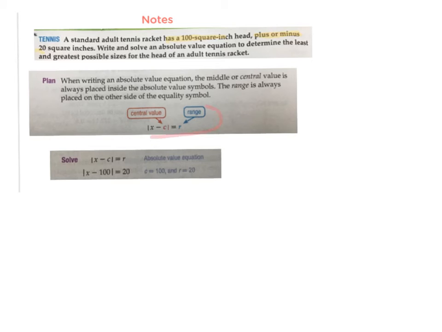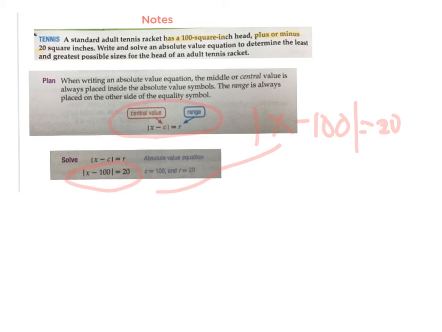And right here, we have our absolute value problem where it's always going to have the absolute value signs, x, and then it's going to be minus whatever the constant is. And in this case, the constant happens to be 100. And then it's always going to equal the range. And the range in this case happens to be 20. So I have that written right over here as well. And then from there we solve.